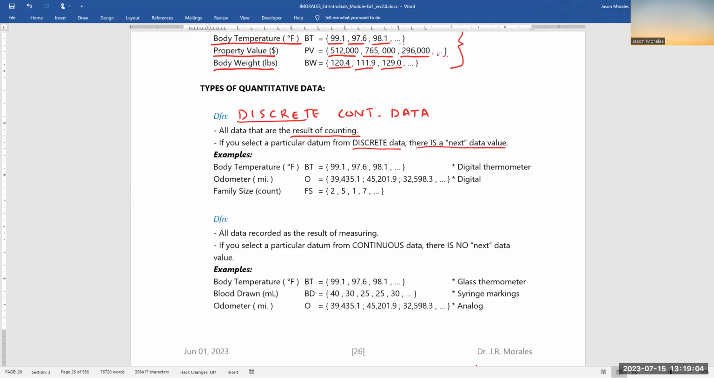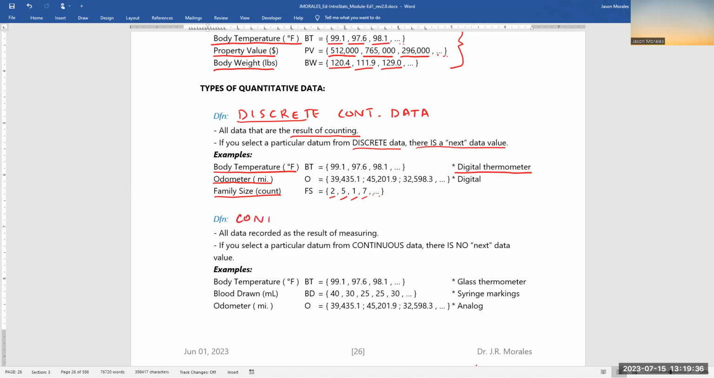Some examples would be body temperature measured with a digital thermometer, an odometer on your car, and family size. That's an example of a count. So you could have a family size of 2, a family size of 5, a family size of 1 and 7, etc. I think it might be better to understand discrete by contrasting it with continuous.